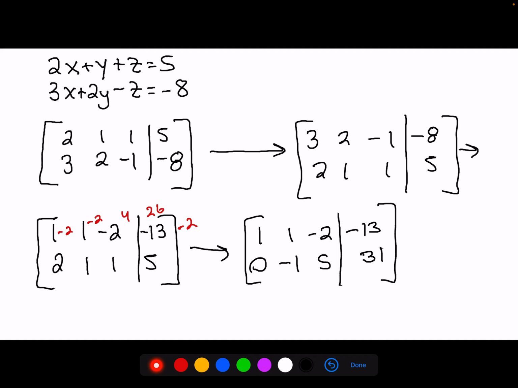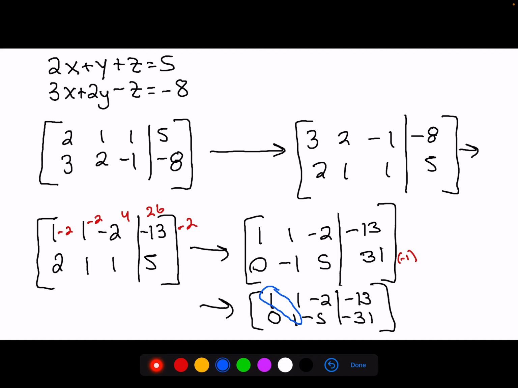All right. Yep. And we're kind of stuck here. Because you could go ahead and multiply that second row through by negative 1 if you wanted to. And you would end up with 1, 1, negative 2, negative 13. 0, 1, negative 5, negative 31. So now you have the diagonal of 1s like you would like, and you have that 0 in place. But you really can't do anything further with this.